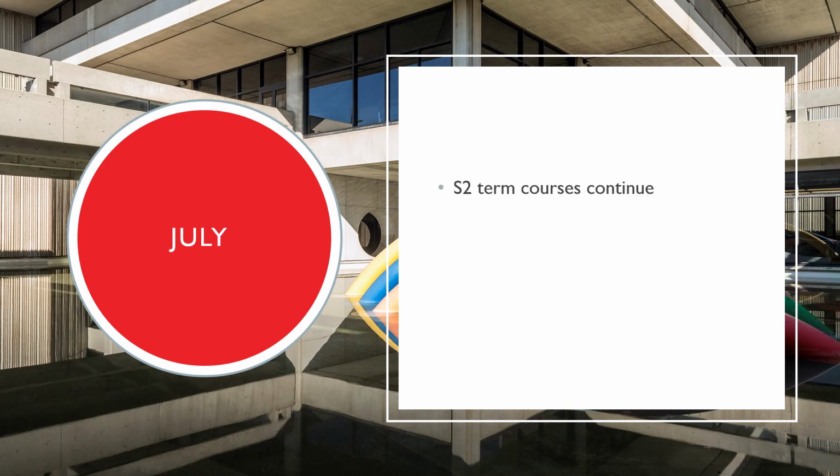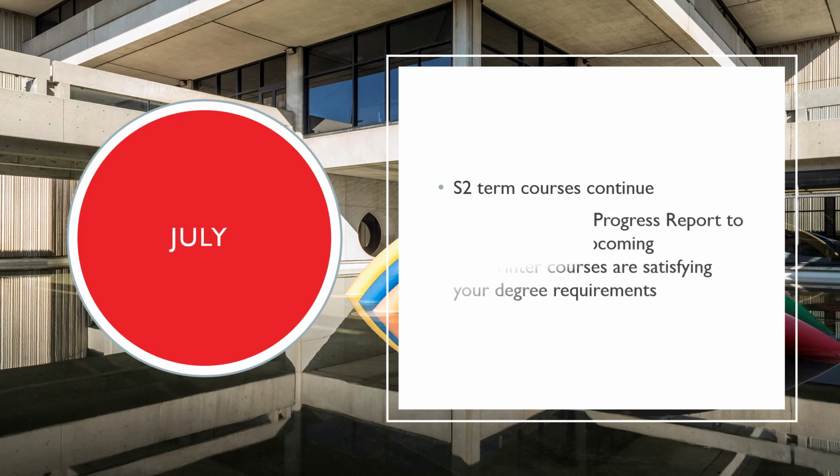During the month of July, S2 term courses will continue, as well as SU courses. You can use your degree progress report to verify that your upcoming fall-winter courses are working towards satisfying your degree requirements. Refer back to the month of March for how to access your degree progress report. And that's it for July. Last but not least, let's see what's happening in August.